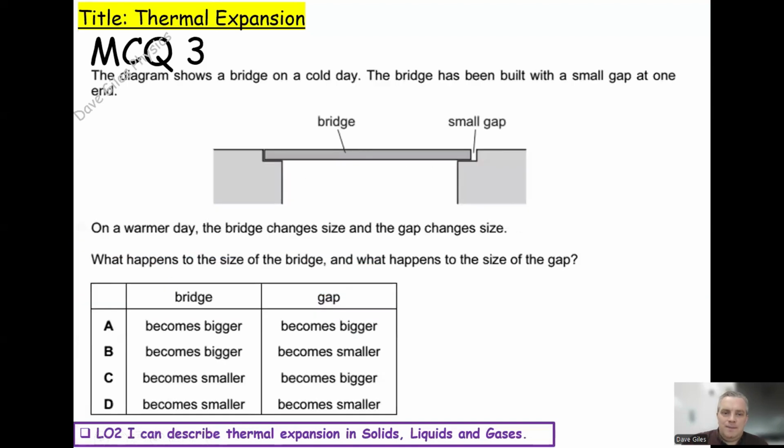Question 3. The diagram shows a bridge on a cold day. The bridge is being built with a small gap at one end. On a warmer day, the bridge changes size and the gap changes size. What happens to the size of the bridge and what happens to the size of the gap? Okay, so the bridge is going to expand. So it's either going to be A or B. What will that do to the gap? Well, it'll make the gap smaller if the bridge expands. So the answer is therefore B. Bigger bridge, smaller gap.